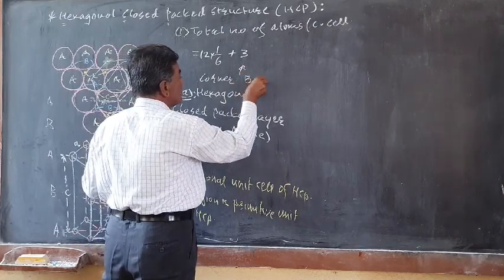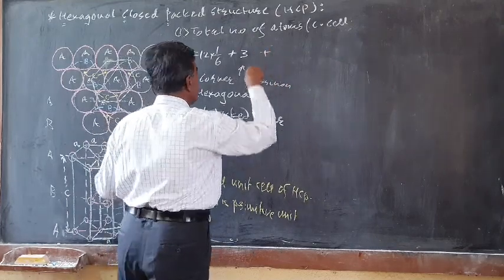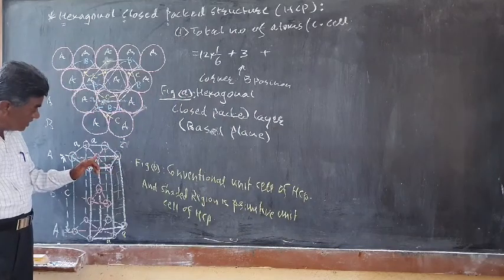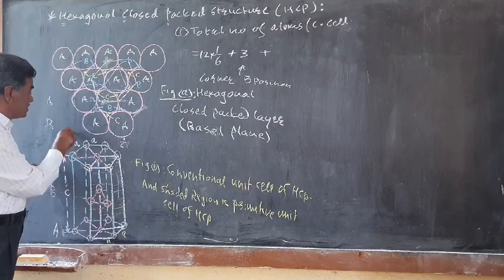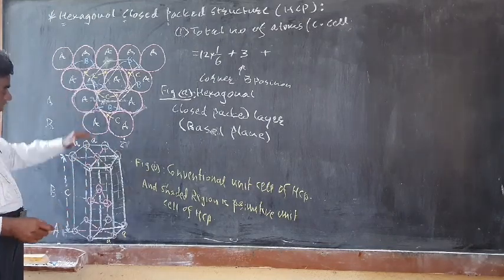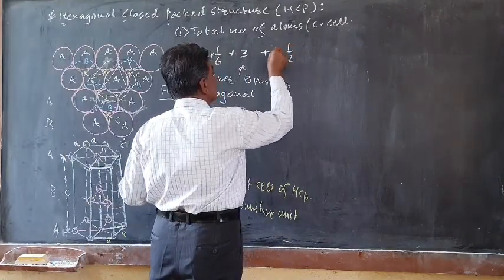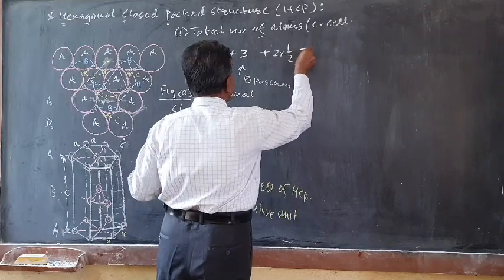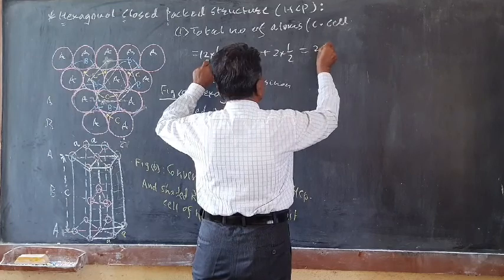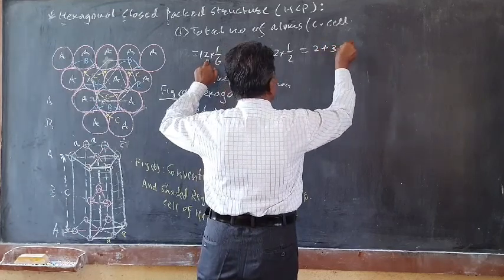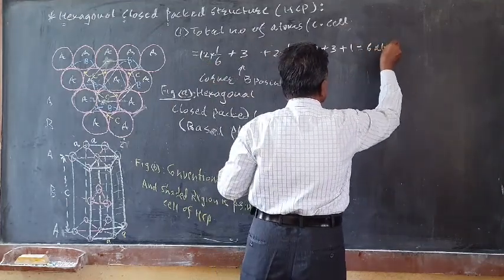B position atoms here, the B position atoms, and plus here again there are extra atoms exactly located at the top and bottom of the unit cell, and definitely it is shared by the 2 neighboring unit cells, and therefore the contribution of this top or the bottom atom is half. There are 2 such atoms, so 2 into half. So this will be equal to 2 plus 3 plus again 1. So you are getting 6 atoms. So total 6 atoms per unit cell.